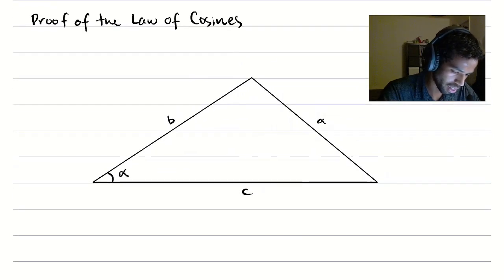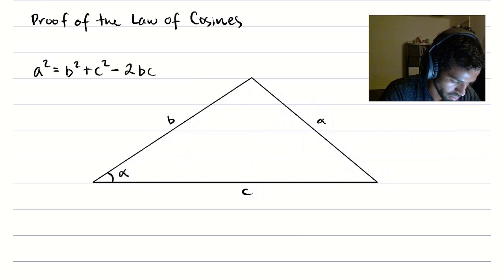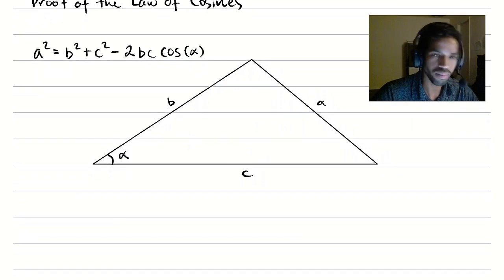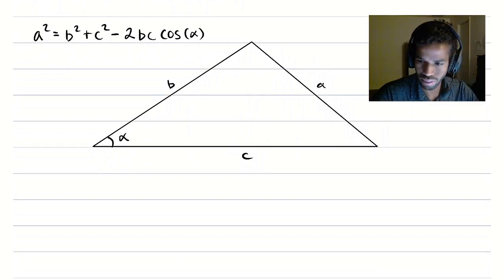So the law of cosines for this one would say that a squared is equal to b squared plus c squared minus 2bc cosine of alpha. Okay, so let's see how that turns out.